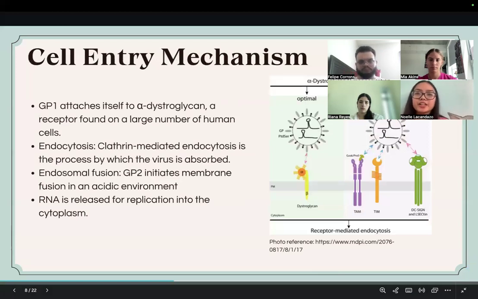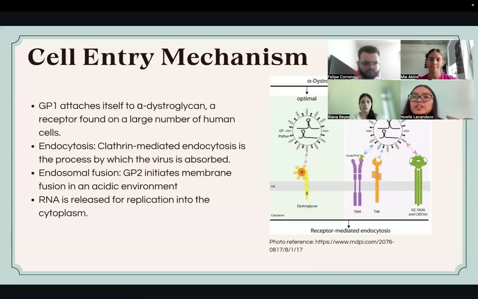So now we're going to start talking about the cell entry mechanism. GP1 attaches itself to alpha dystroglycan, a receptor found on a large number of human cells. You can see that in the image right there, with the dystroglycan being the yellow particles to your left of the image. Then clathrin-mediated endocytosis is a process by which the virus is absorbed.